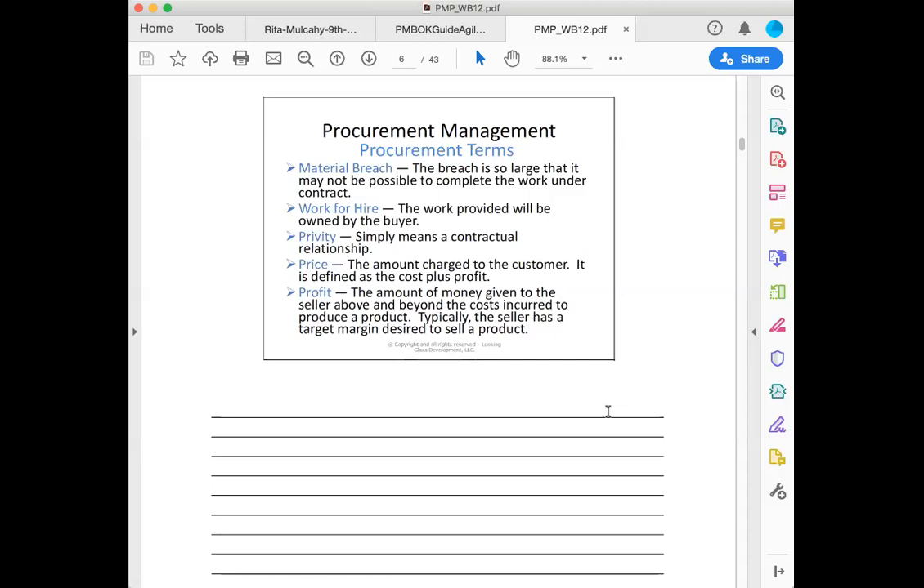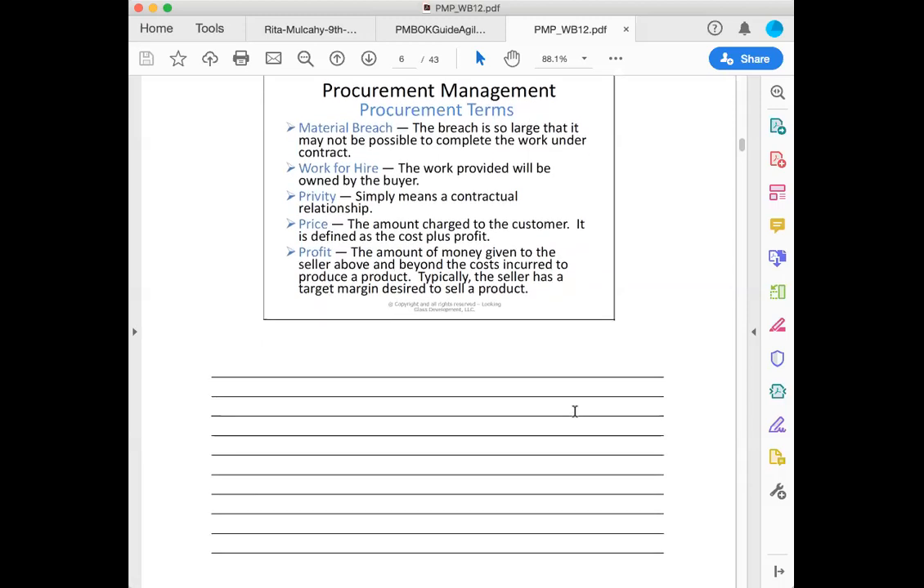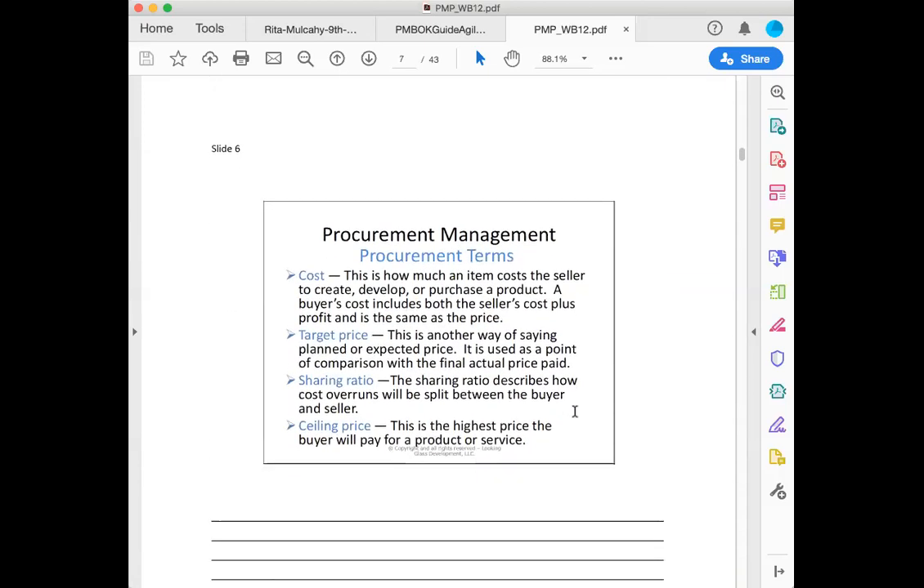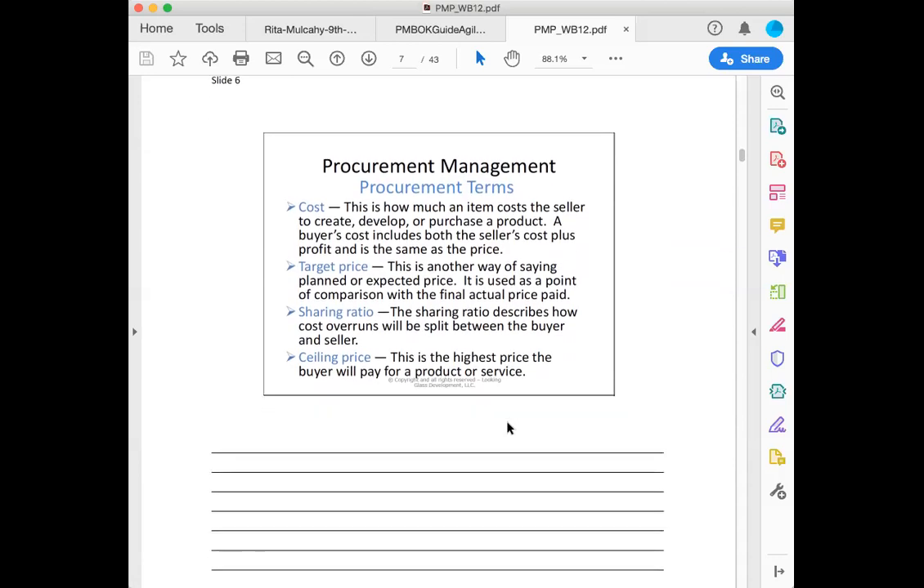Price, the amount charged to the customer. It is defined as the cost plus profit. Profit, the amount of money given to the seller above and beyond the cost incurred to produce a product. Typically, the seller has a target margin desired to sell a product. Like I'm always upselling. Even if my archery lessons cost $20 to do for each person, I'm putting $30, $35 because there are other costs that you have to pay for, outside of that, and the profit for being a business owner.